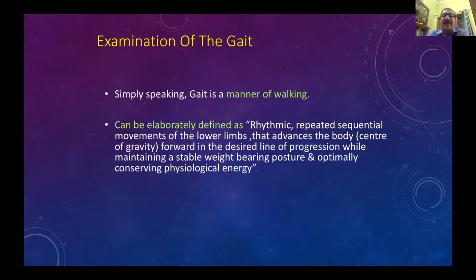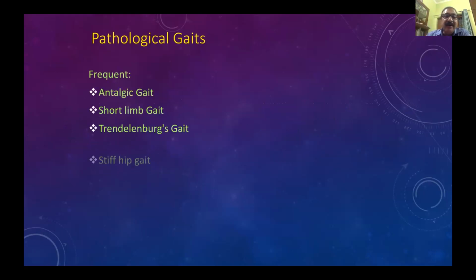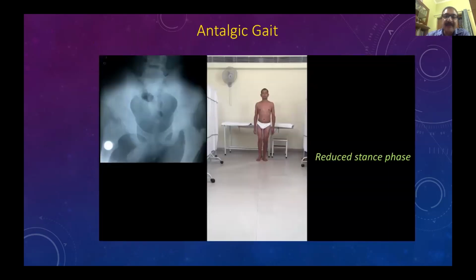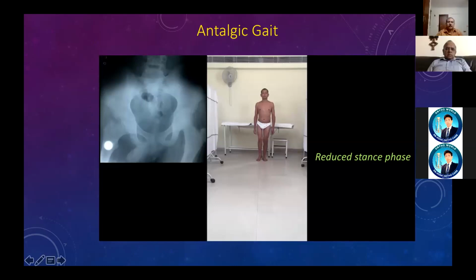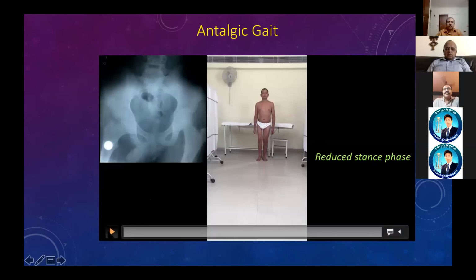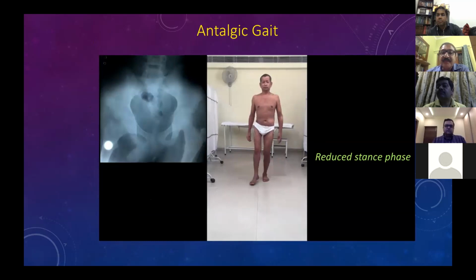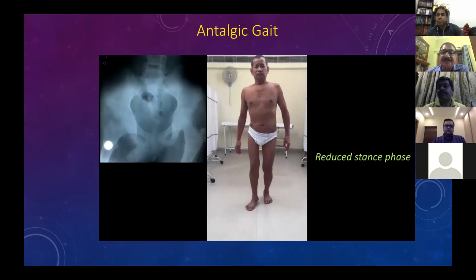Well, I'll not go into any details of the gait since Dr. Sumit is already covering it. Since it is a relevant thing, I'll simply mention these important pathological gaits which happen in hip joint disease. I'm not discussing any details, just a few seconds of clips with a catch frame for everyone. Now this is an antalgic gait, a gait with a reduced stance phase. No further discussion. I think Dr. Sumit will cover it.